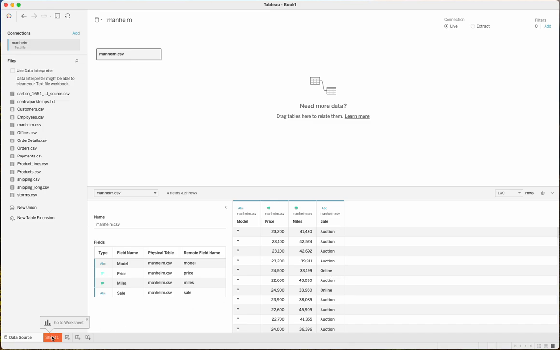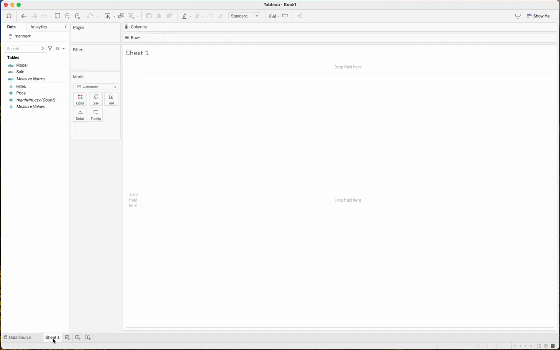Now, the company in this case is trying to make a determination about whether they should sell cars at auction or whether they should sell cars online. To start off with, when we have a data set like this, we might want to do some exploratory analysis. Exploratory analysis is basically trying to get a sense of the data, trying to understand the story the data is telling us.